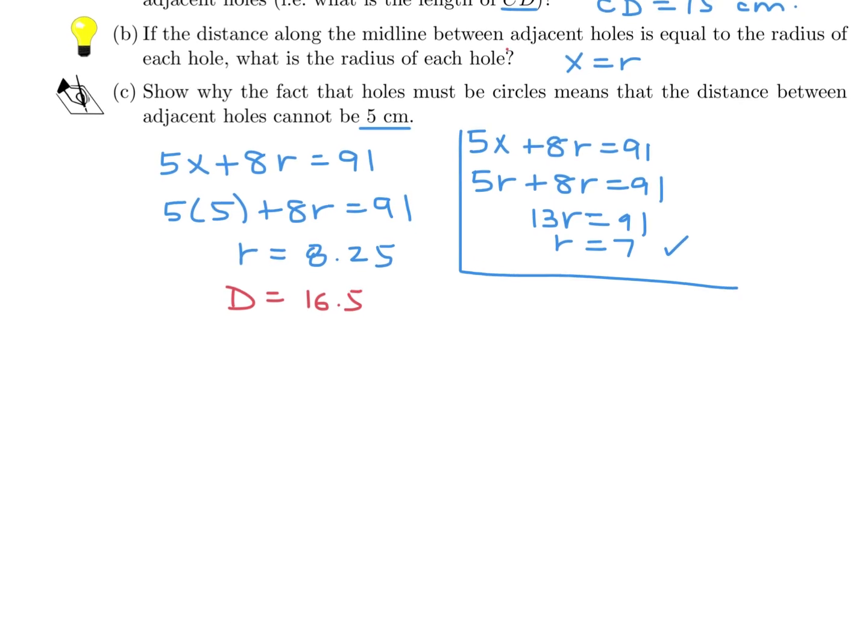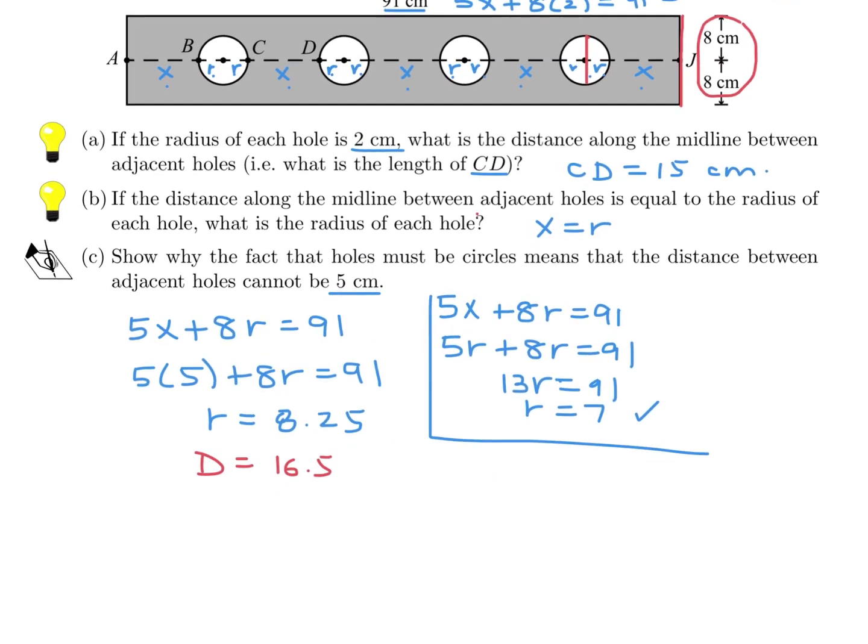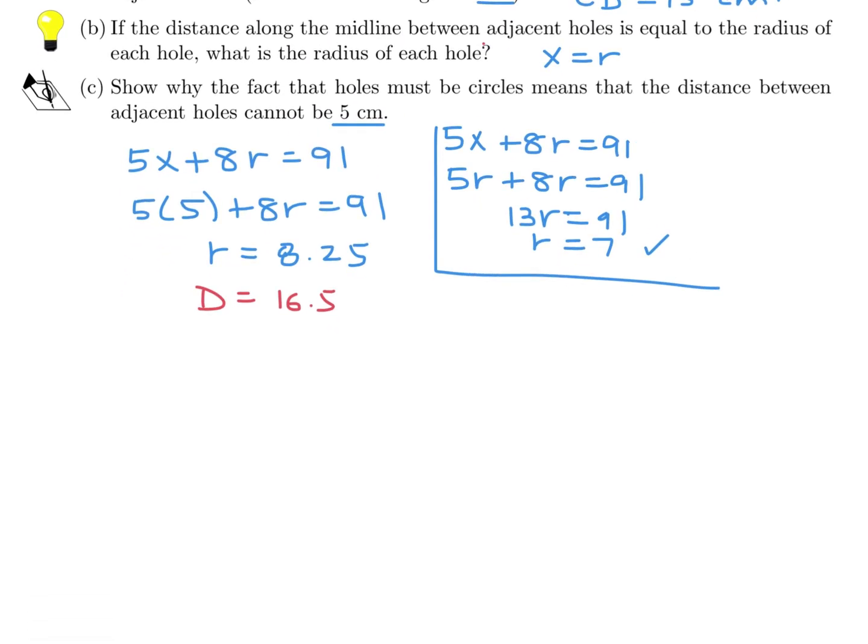And I think that's pretty much it. You just kind of have to explain that 2R has to be less than 16. And in this case, this 2R is 16.5. So therefore, R could not be equal to 8.25. So you just have to explain that in words.